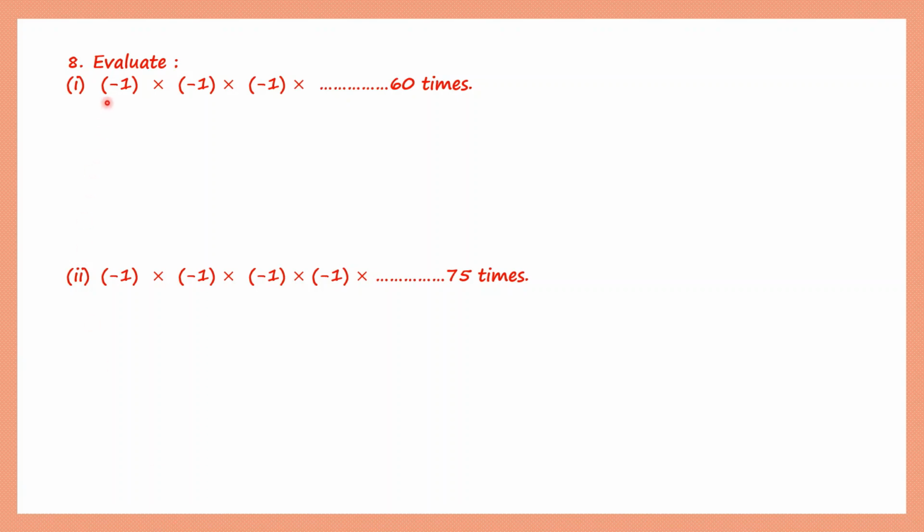Question 8. Evaluate, and we are going to multiply minus 1 into minus 1 into minus 1 into the same thing 60 times. Now remember the property that we learned earlier. When you are multiplying negative numbers, see how many times you're multiplying it. If you're multiplying it an even number of times, your answer will be positive. So 60 is an even number. So our answer to this question is positive.